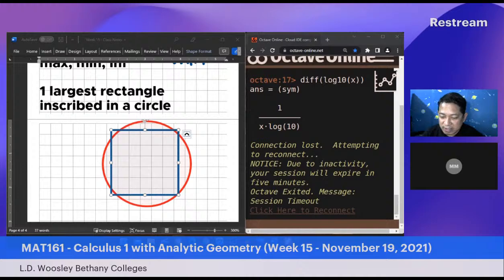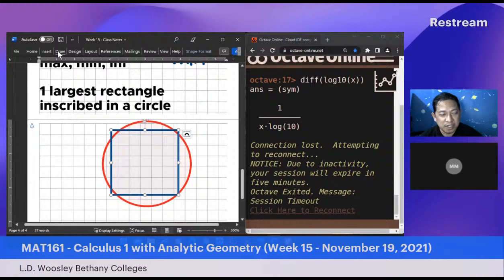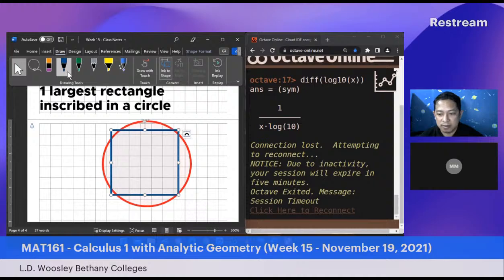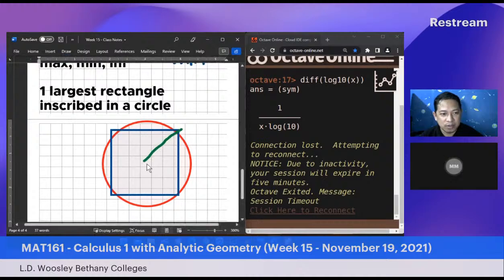What's the largest rectangle that could be put inside this circle, assuming, of course, the given is the circle? So from the center, perhaps you could draw its Pythagorean relation. That's its Pythagorean relation.